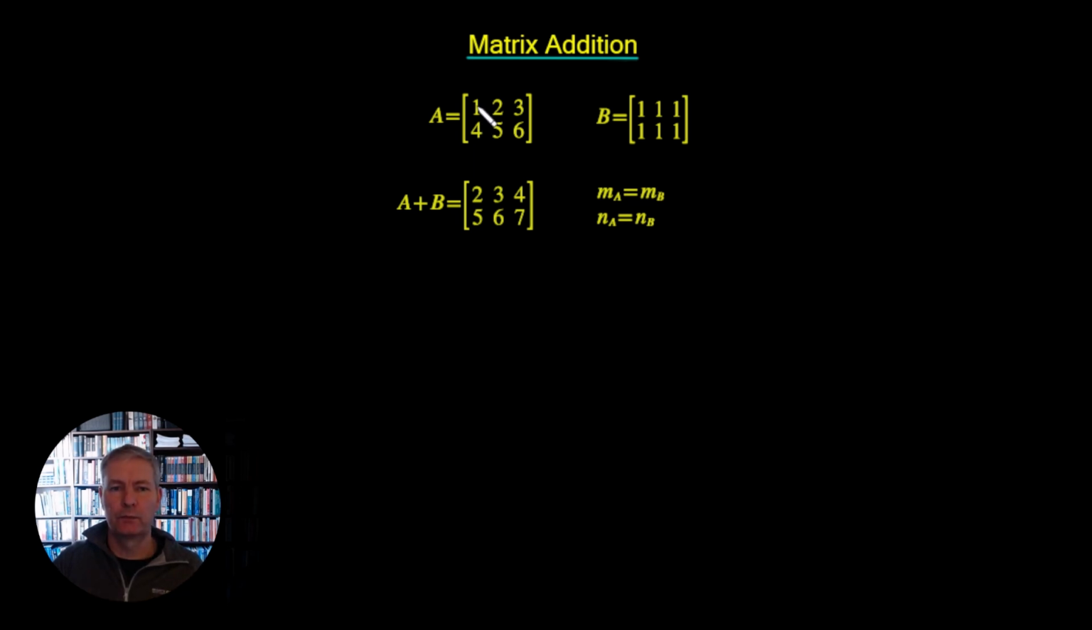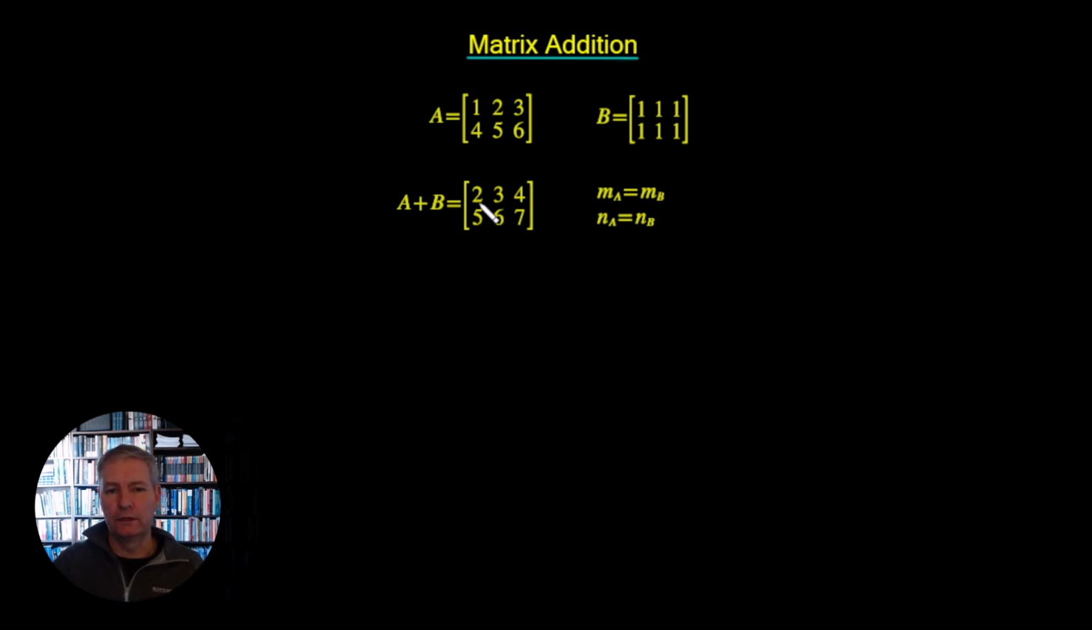So for example, this one here gets added to this one here. The 2 gets added to this one here, and the 3 gets added to this one here, and so on and so forth. So we're just adding up each respective component of each of the matrices.